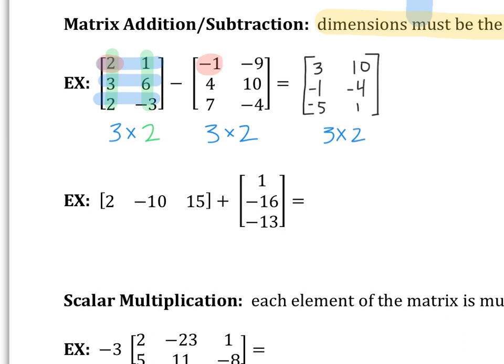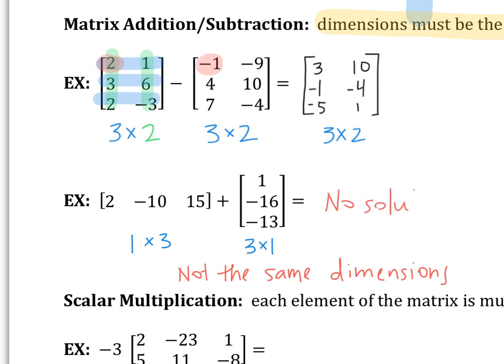In this second example, let's go ahead and talk about the size or the dimensions of these matrices to see if we can add them together. So this first one is a 1 row by 3 columns. This second matrix is 3 rows by 1 column. Those are not identical, okay? Not the same dimensions. So therefore, we cannot add them together. Okay, so no solution here. Cannot do it. Dimension mismatch.